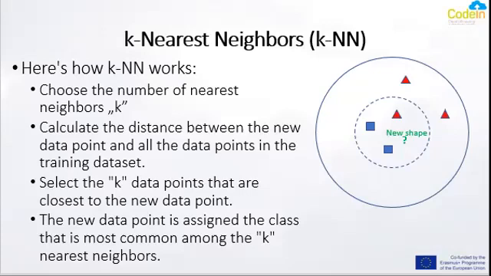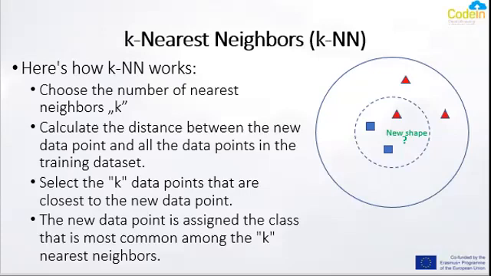Next, we'll measure the distance between the new shape and all the other shapes in the dataset. If the number of nearest neighbors is set to 3, represented by the dashed line circle, the new shape will be classified as a blue square. This is because within the inner circle, there are 2 blue squares and only 1 red triangle.